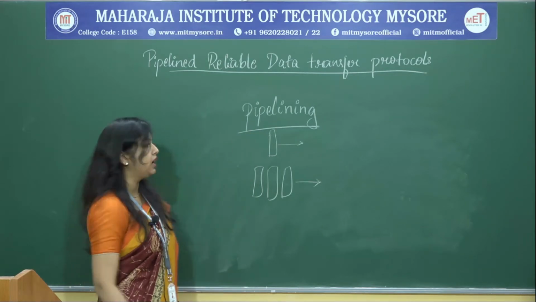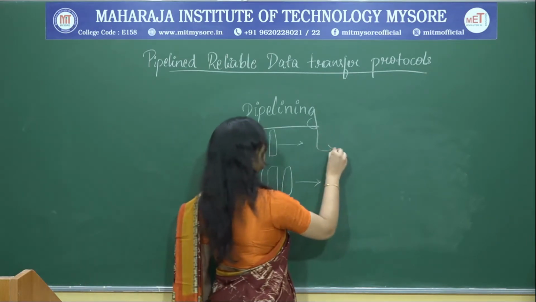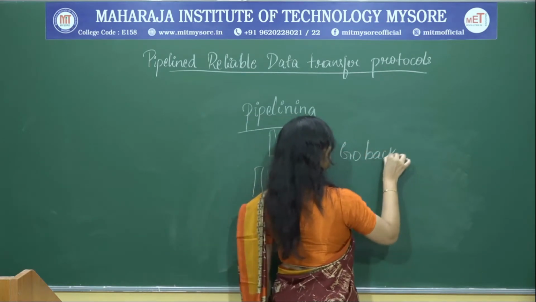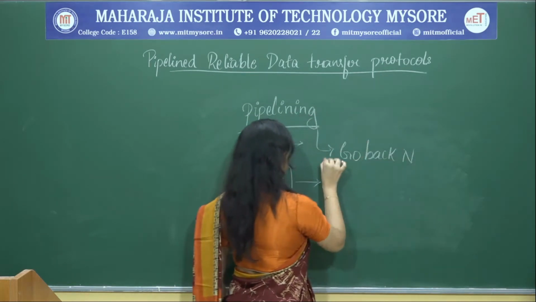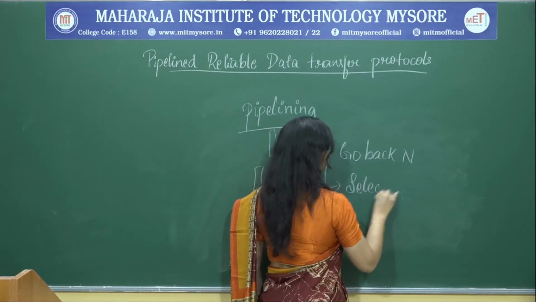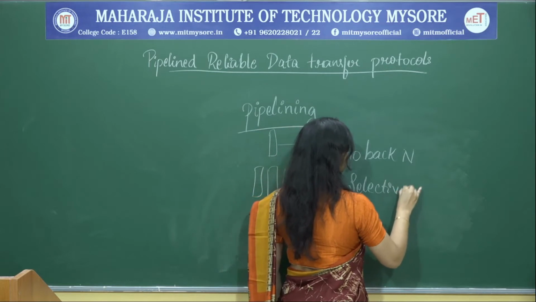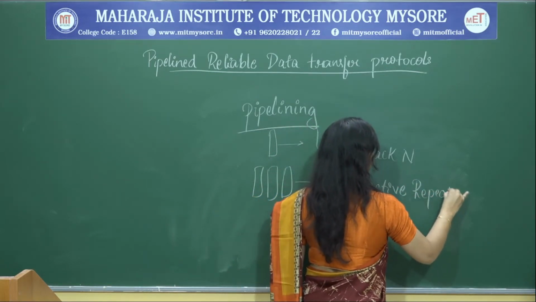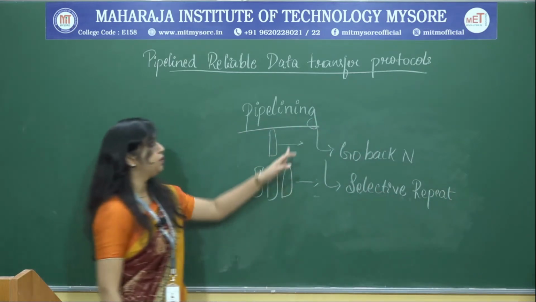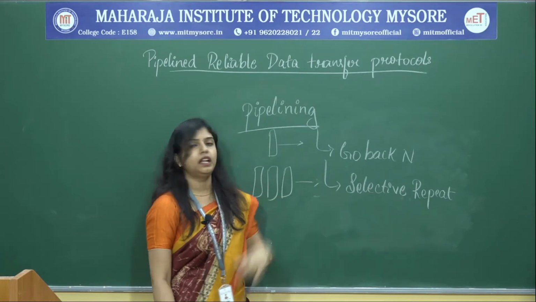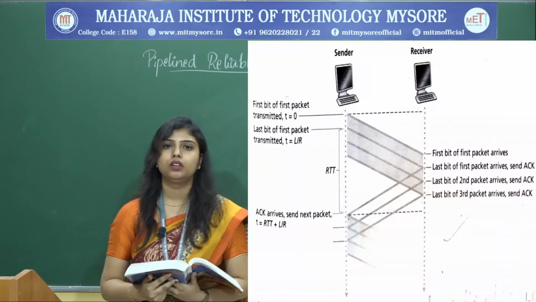This solution has two types. One is go back N, another one is selective repeat. So, pipelining has two methods: go back N and selective repeat.